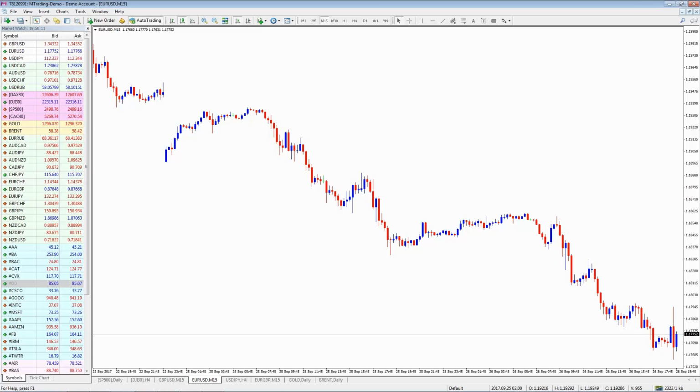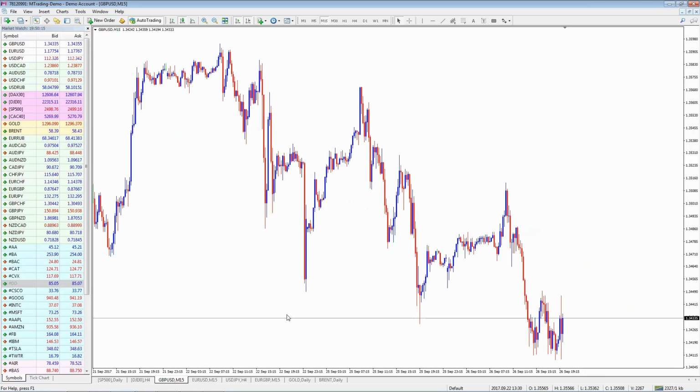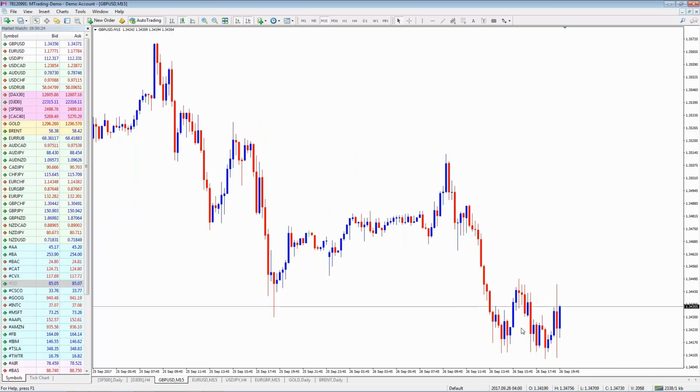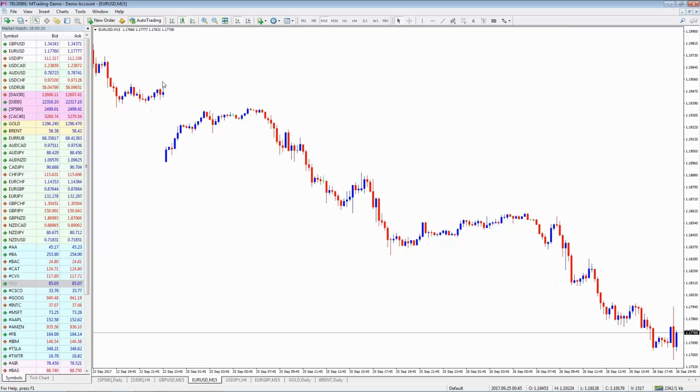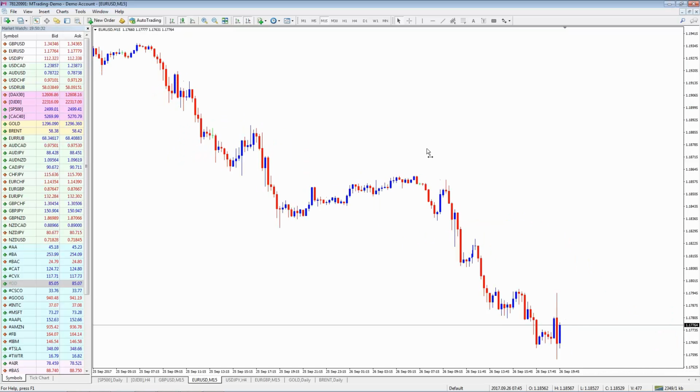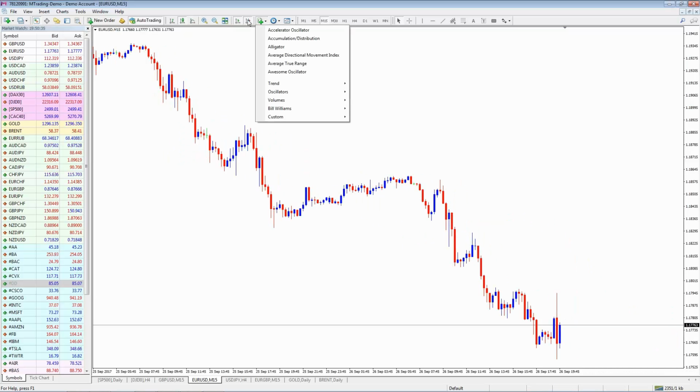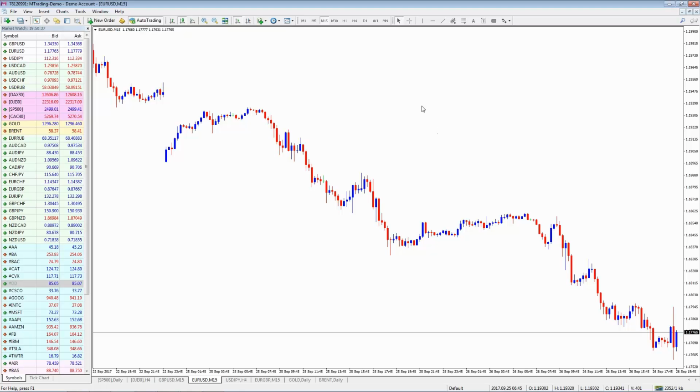So you can naturally see already, if you compare this to cable, you can see how volatile cable is. A lot more volatility involved in cable. You can in fact zoom in, a lot more volatility in cable, whereas euro dollar is almost a straight line down, a very nice trendy market there. Okay, so once I've defined this, then my next step is to do my market analysis.